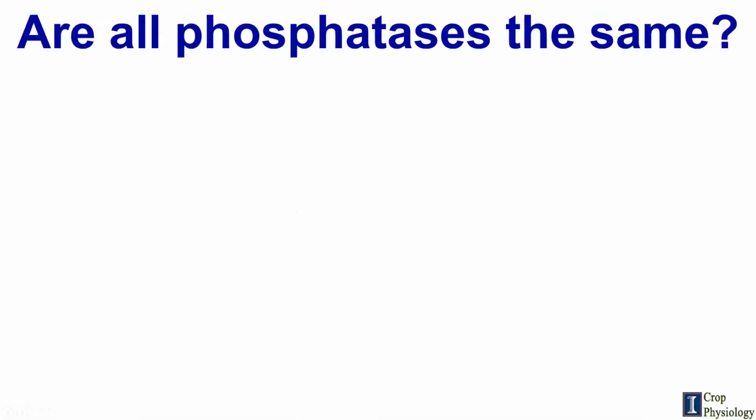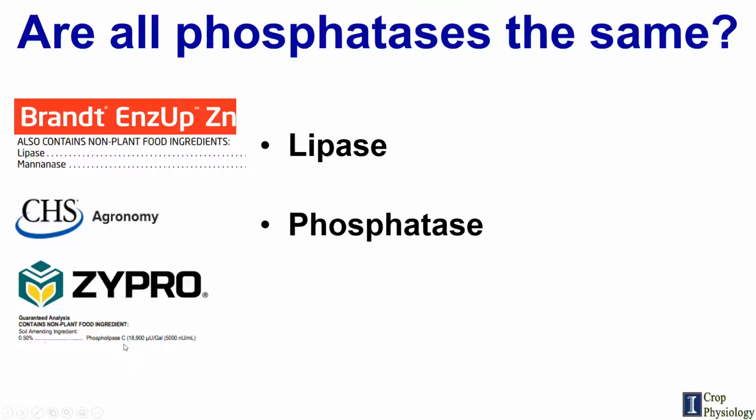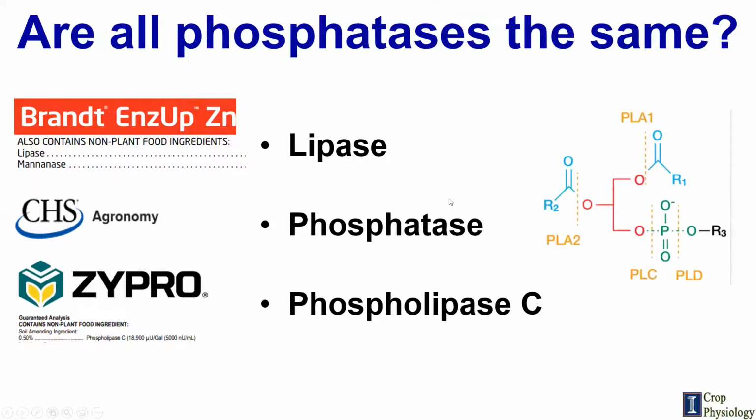So are all phosphatases the same? Are those products the same? So these are the ones that we have. So Brandt ends up zinc. You can get that one. They have 2 enzymes in there. The CHS product never went to market. And then Zypros from Helena, they call it phospholipase C. So you got a lipase. This one is a phosphatase, right? And this one says, looking at the labels, phospholipase C. You know, if you don't really understand enzymes, even to me, sometimes I'm questioning which phytase, right? Here's the chemistry lesson of the day.